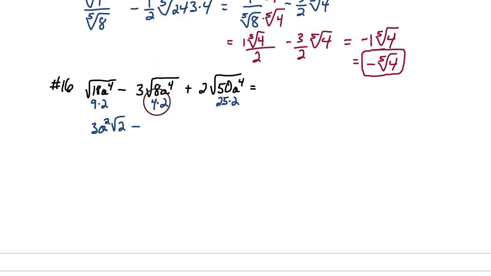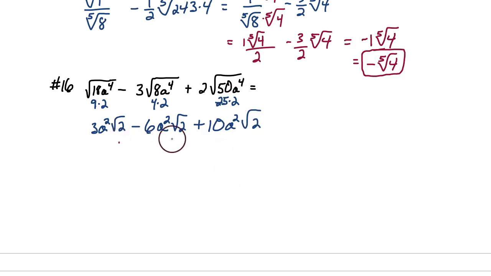Now in the middle, the square root of 4 is 2, and 3 times 2 is 6. The square root of a to the 4th is a squared. And this 2 stays in the radical. Now on the end, the square root of 25 is 5, and a 2 out front times 5 makes 10. The square root of a to the 4th is a squared, and this 2 stays in the radical.